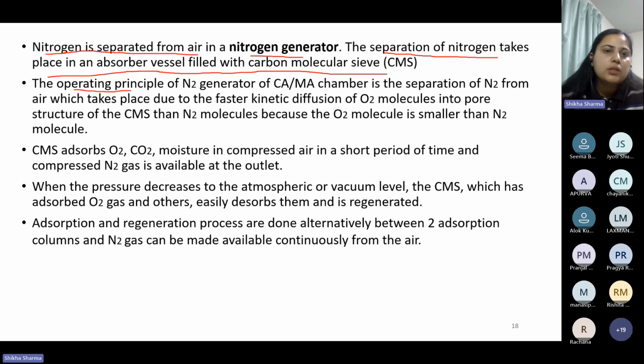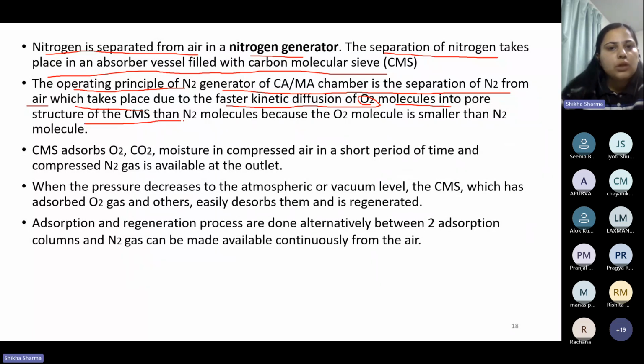The operating principle of the nitrogen generator of controlled atmosphere and modified atmosphere chamber is the separation of nitrogen from the rest of the air, which takes place because of the faster kinetic diffusion of oxygen molecules into the pore structure of CMS, which is carbon molecular sieve, than N2 molecules, because the oxygen molecular size is smaller than the nitrogen molecular size. So CMS absorbs oxygen, CO2 or moisture.